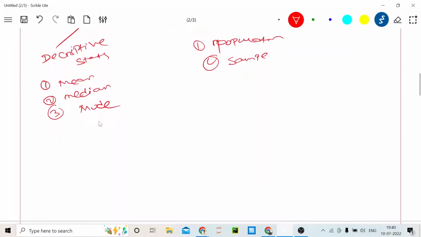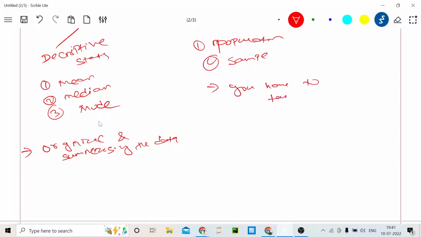Actually, descriptive statistics consists of organizing and summarizing the data. If you just organize and summarize the data, that is nothing but descriptive statistics. I will give you an example as well. And what is inferential statistics? Inferential statistics is where you have to take some decision. Let me give you one example.